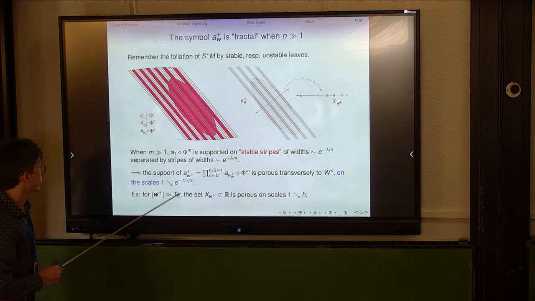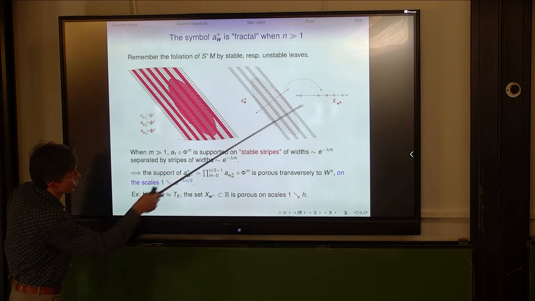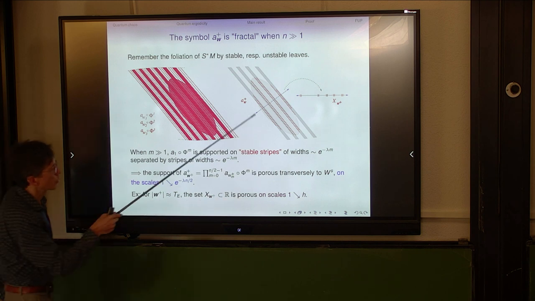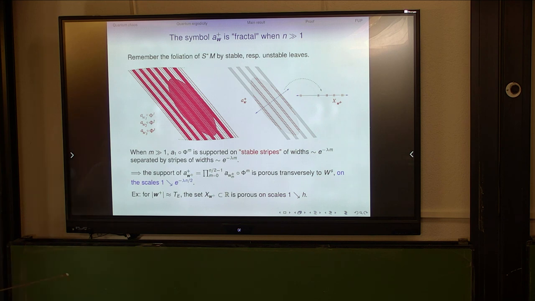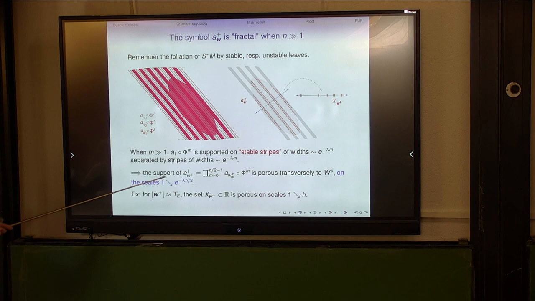So here, this is for time of size t over 2, the Ehrenfest time over 2. So you end up with something which is fractal down to the size square root of h. But if you go down to the Ehrenfest time for W plus, if you go beyond, then this set will be porous from scale 1 to scale h, which is exactly what we had in this fractal uncertainty principle. So we see here some fractality coming just from the construction of this refined classical partition.